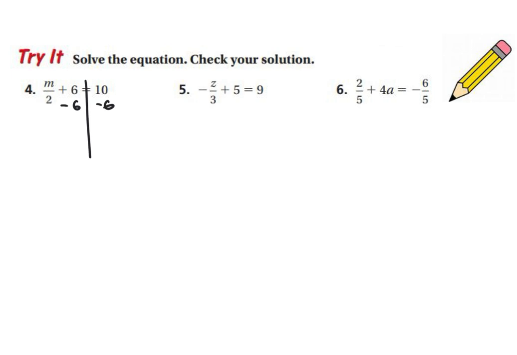Take away 6 from both sides. M over 2 equals 4. And then multiply both sides by 2. So you get M equals 8.